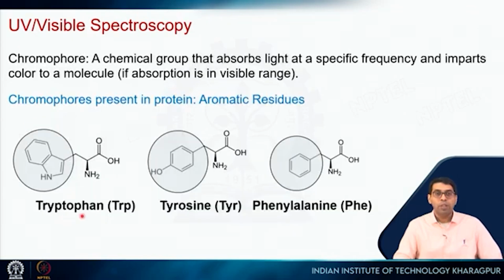So, why is there absorbance? It turns out that there are amino acid side chains, typically these aromatic side chains, which are chromophores. What is a chromophore? A chromophore is a chemical group that absorbs light at a specific frequency and imparts color to the molecule. Of course, you can see this color if it is in the visible range. The chromophores present in proteins are these aromatic residues: the tryptophan side chain, the tyrosine side chain and the phenylalanine side chain.